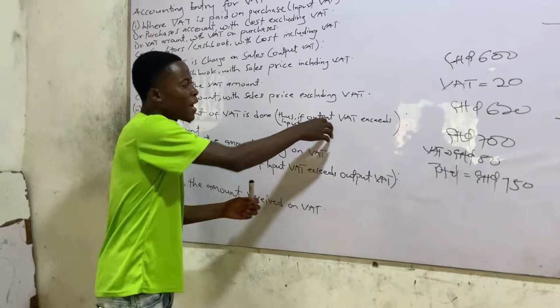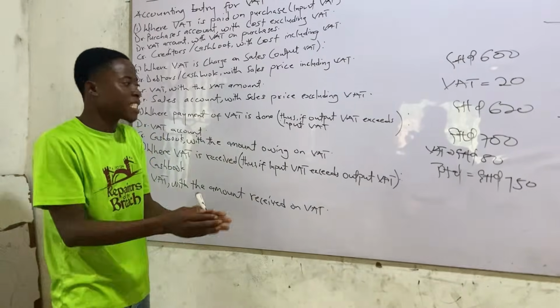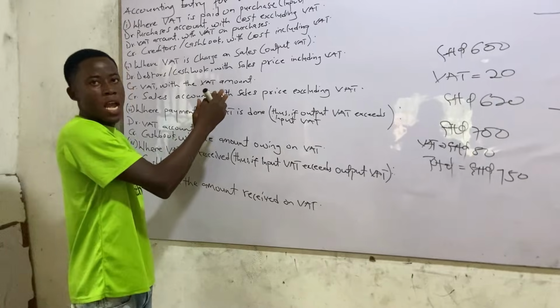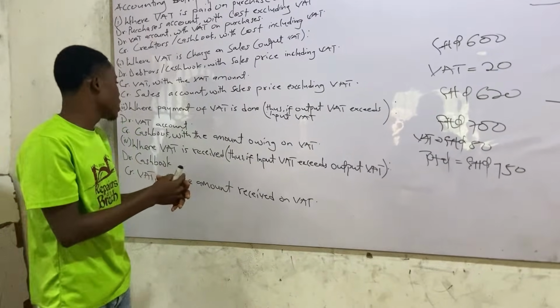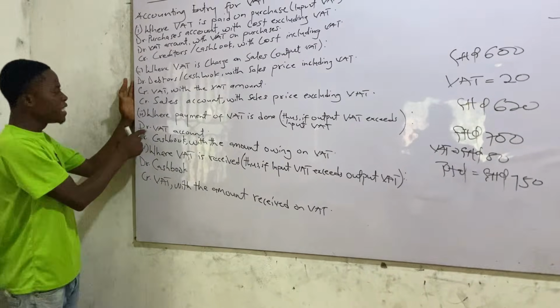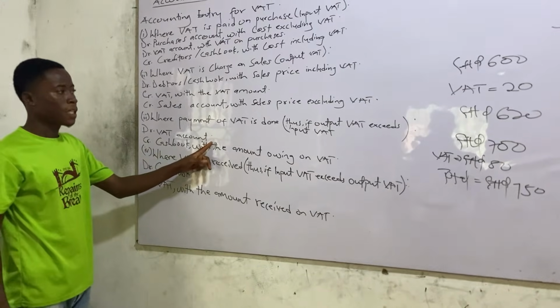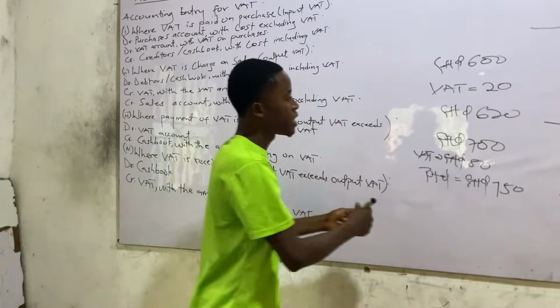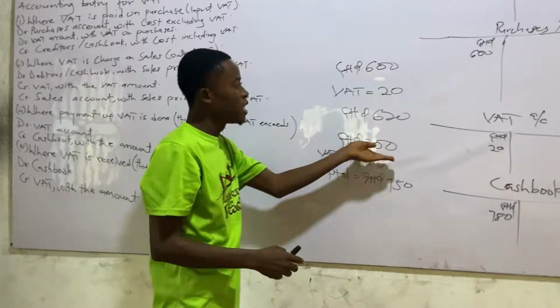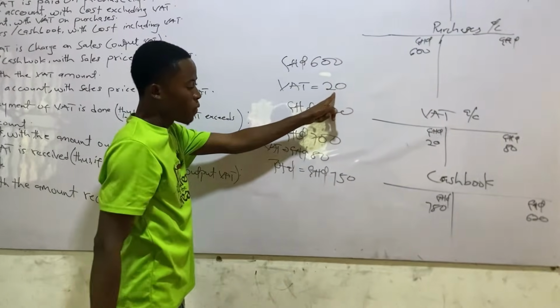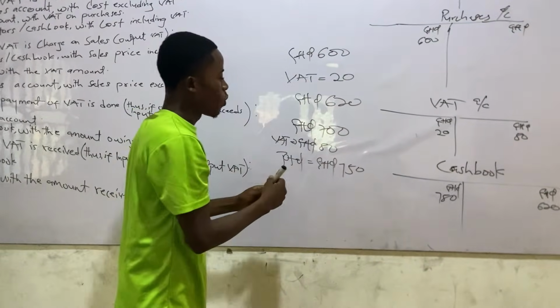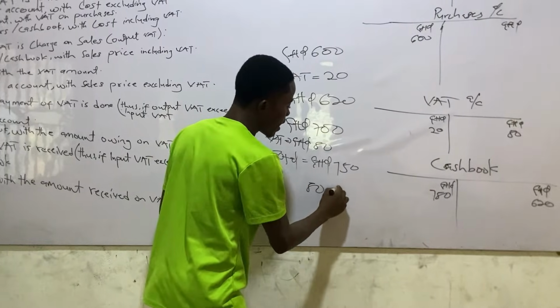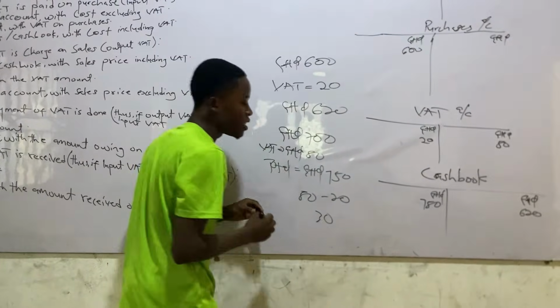That means the VAT imposed on the goods sold is higher than the VAT imposed on the goods bought from our manufacturers. So what do we do? We debit VAT account, the difference. So here is the example we gave. This is input VAT and this is output VAT. What's the difference?